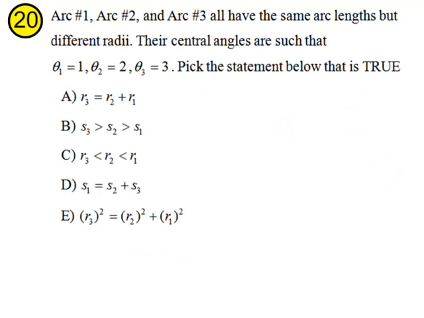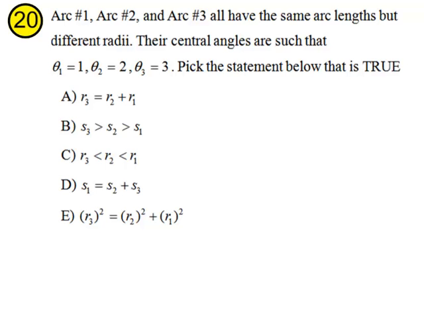All right, number 20. Arc 1, arc 2, and arc 3 all have the same arc lengths but different radii. Their central angles are such that theta 1 equals 1 radian, theta 2 equals 2 radians, theta 3 equals 3 radians. Pick the statement below that is true. This one always causes a little bit of confusion for students, but let's get at the concept that this is really trying to explore.